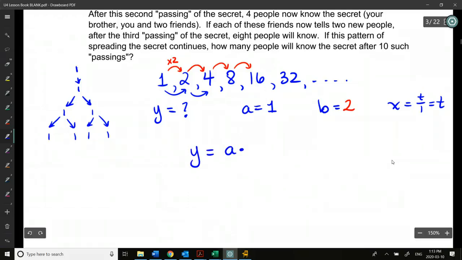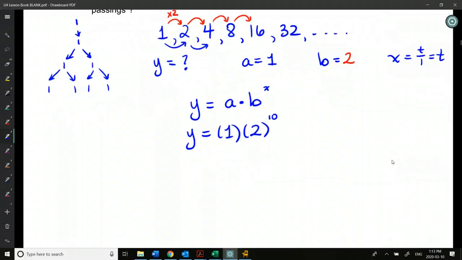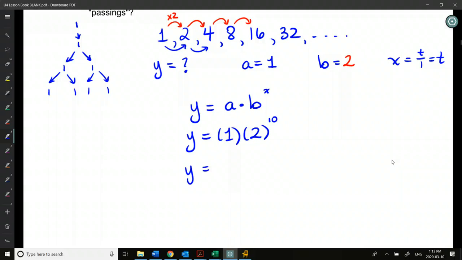So when we sub into our formula, what we're interested in is what is the future total of people that know after 10 passings of the secret. So that's going to be 2 to the exponent 10, 10 passings. I'm just showing you the plugging into the formula. Okay, so how many people know after 10 passings of the secret? Total of 512 people know.